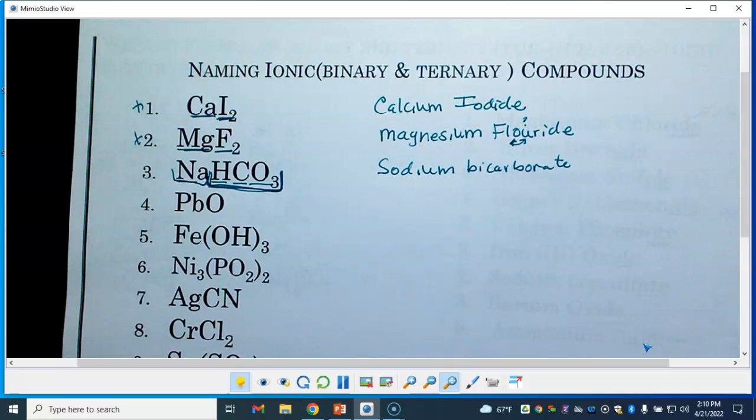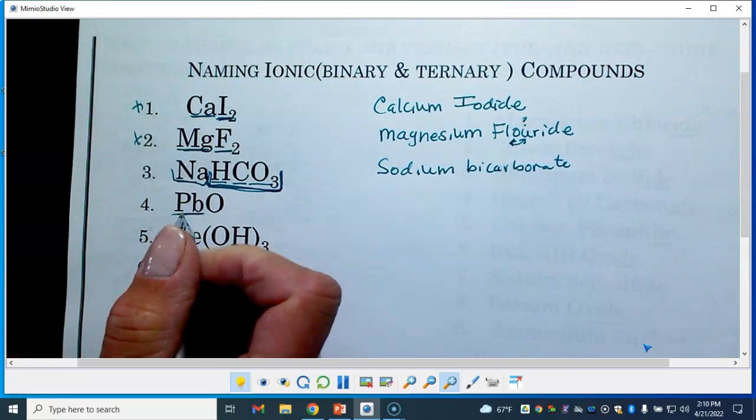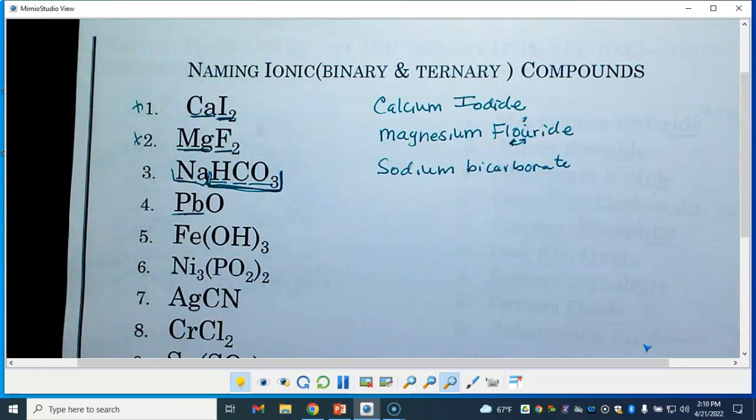Now, so far, calcium, magnesium, and sodium have been group 1 elements. Okay? So they don't have more than 1 oxidation number. So we didn't have to bother with the Roman numeral. However, our next one, lead, remember how lead and tin have more than 1 oxidation number. So what we have to do is keep an eye out for any cations that might have more than 1 oxidation number, because we're going to have to put a Roman numeral in the name.